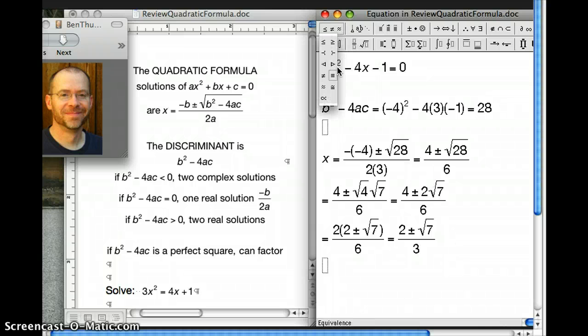If I'm asked to approximate them, say approximate to the nearest hundredth, then I'm going to use that approximately equal sign, and I'm going to run these on my calculator and get about 1.55 and negative 0.22 for solutions, approximate solutions to the quadratic.